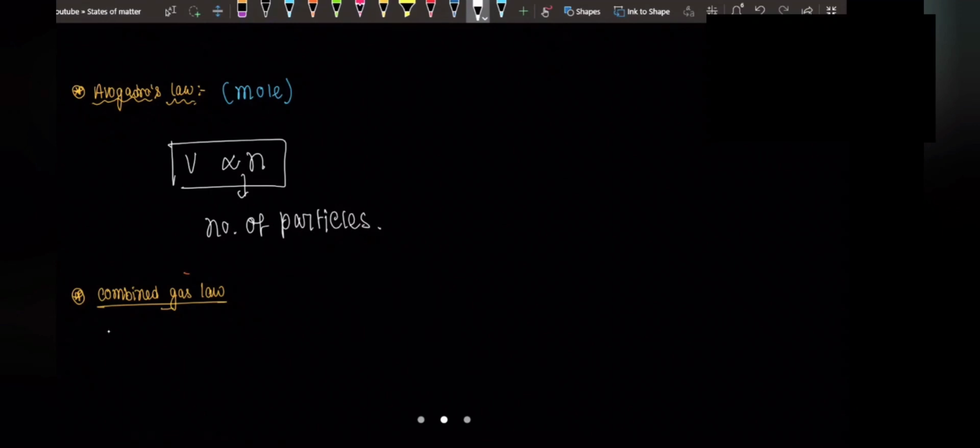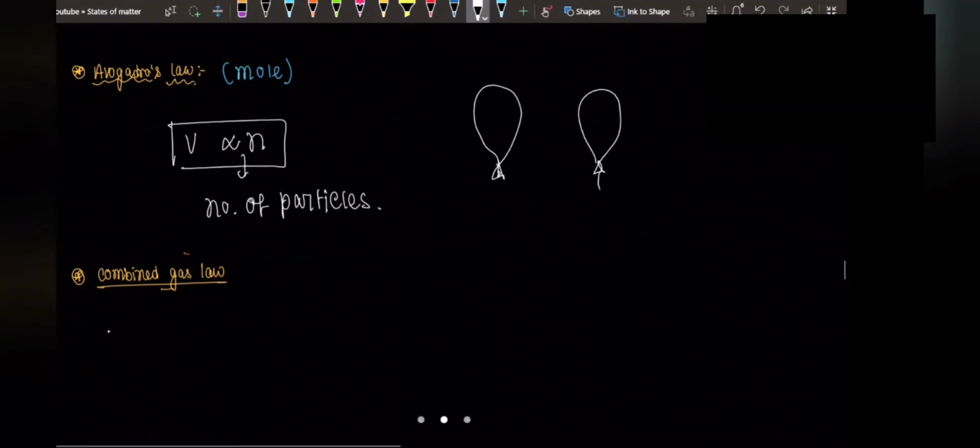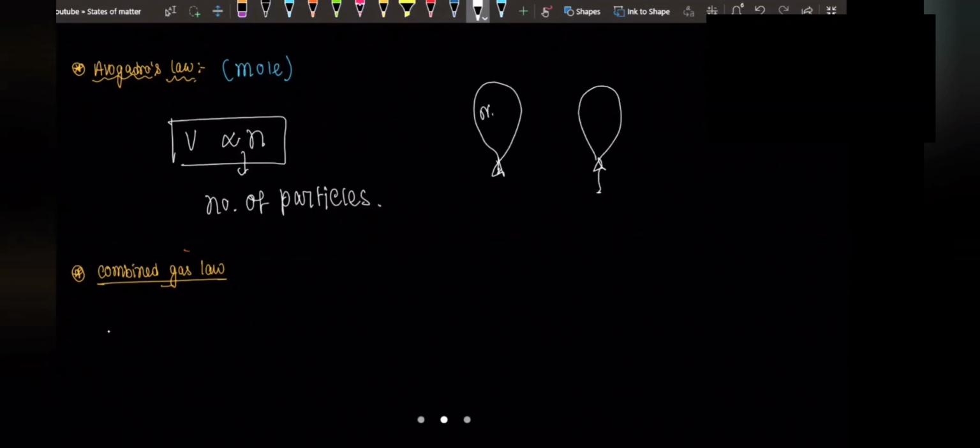So let's say I have a balloon. Actually, I have two balloons. One has 1 liter of nitrogen, the other has 1 liter of oxygen. In which of them do we have more particles? That is what you have to tell. According to Avogadro's law, when the volumes are the same, the number of particles is going to be the same as well.